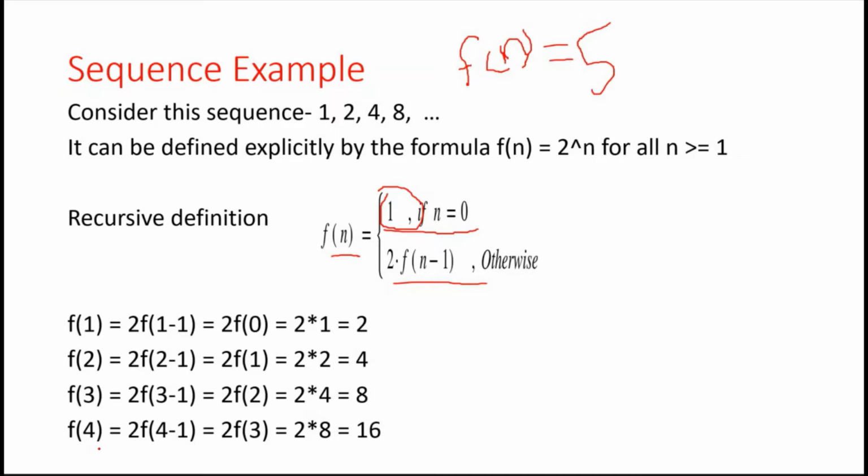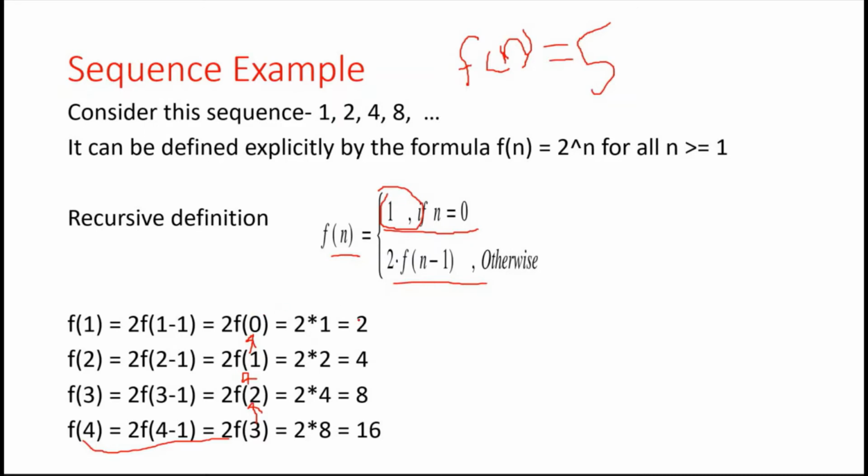If we have to find f of 4, we have to find f of 3, and to find f of 3 we have to find f of 2, and if we have to find f of 2, we have to find f of 1. And to find f of 1, we have to find f of 0, and the value of f of 0 is 1.